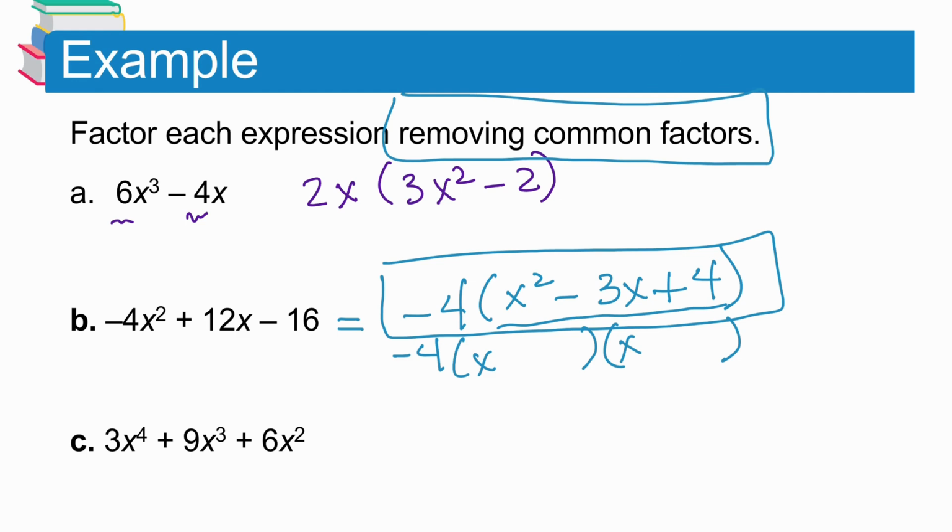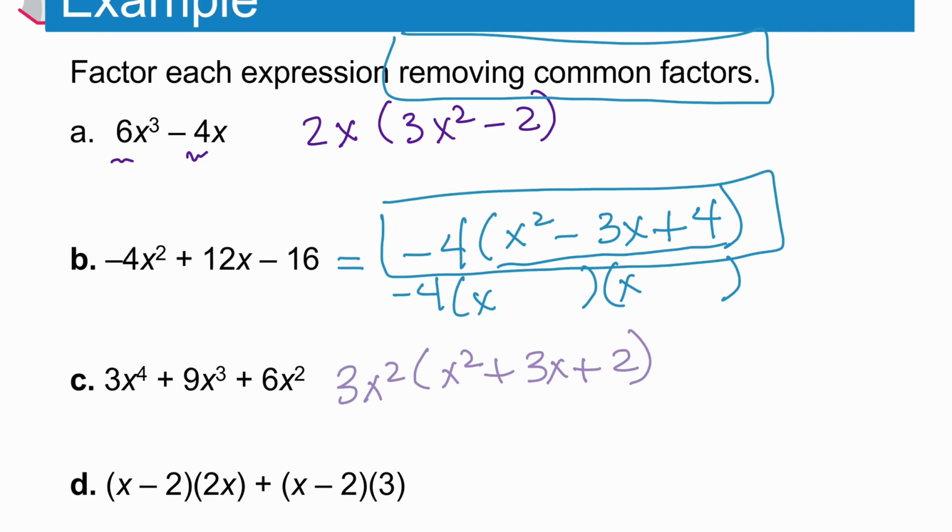we have 3 and then x squared that can be pulled out of all of them, and that'll leave us with x squared plus 3x plus 2, right? And just kind of double check that. And so that's our answer there.